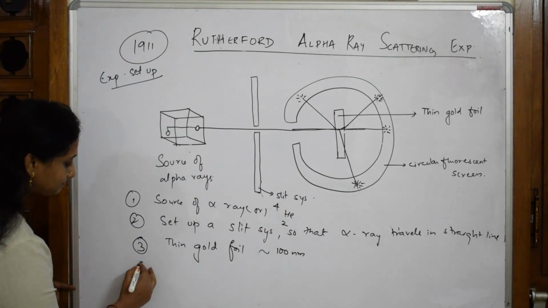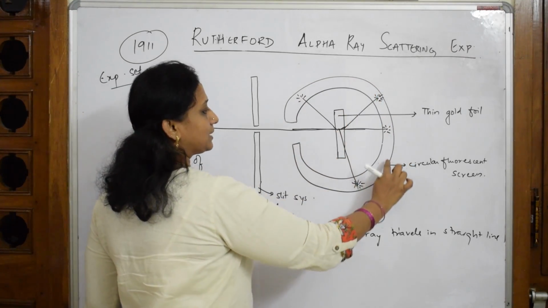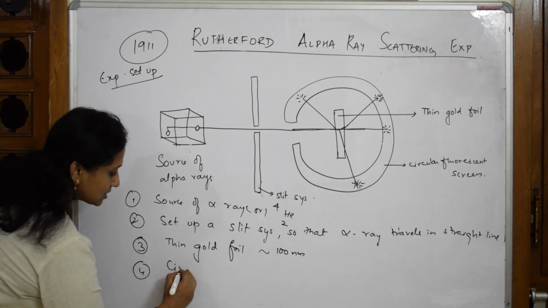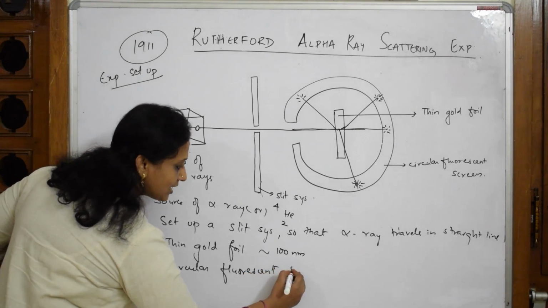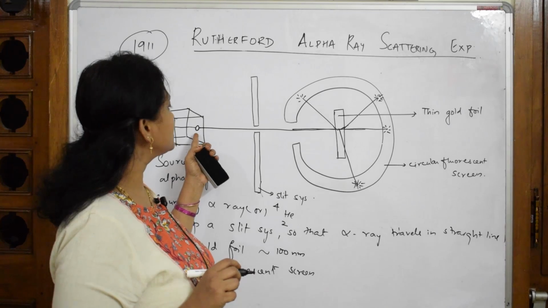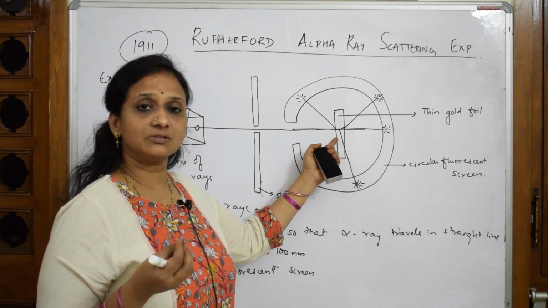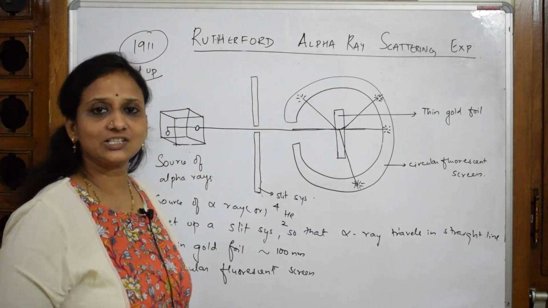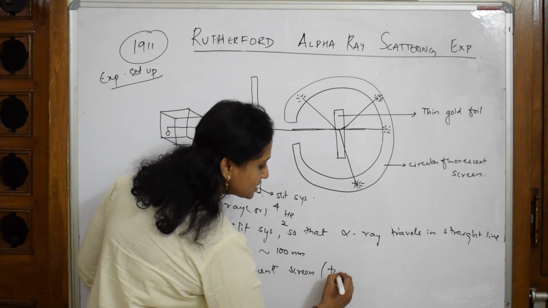After that, he took this part, a circular fluorescent screen. So write: circular fluorescent screen. Why is this circular fluorescent screen taken? Because whenever the alpha ray hits this gold foil, how do you study those scintillations? Unless you place a screen, you will not find the scintillations. So circular fluorescent screen, in brackets, to observe scintillations.